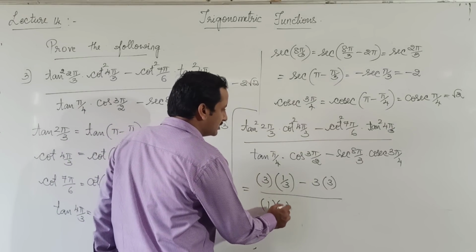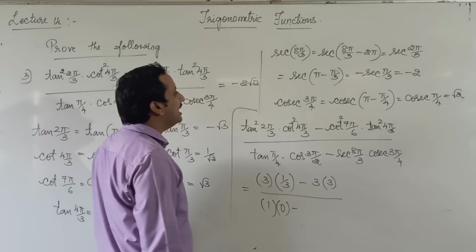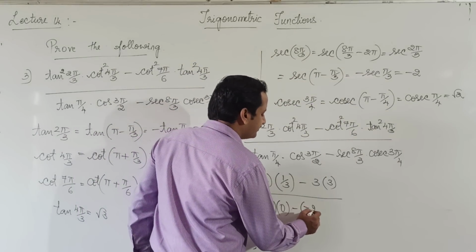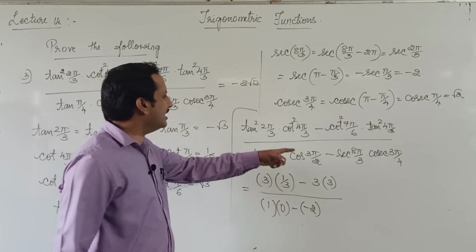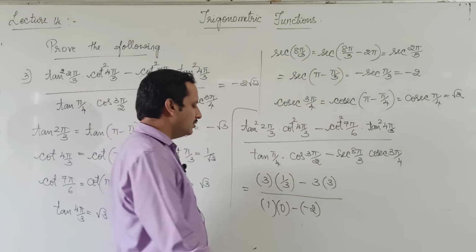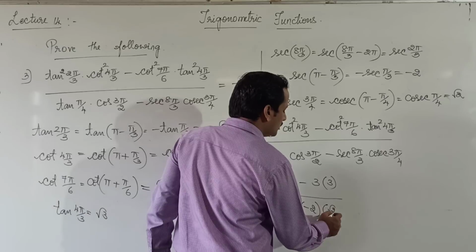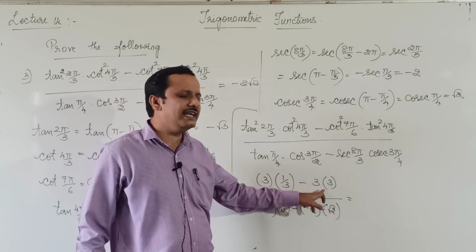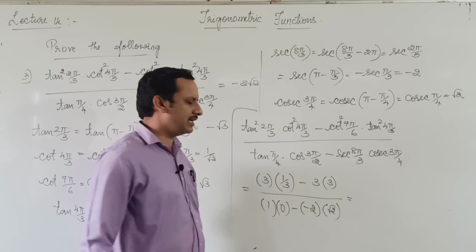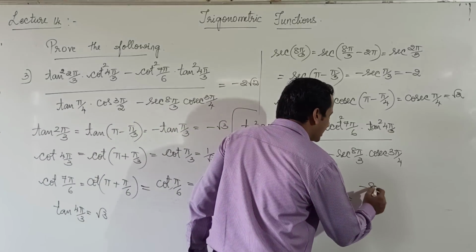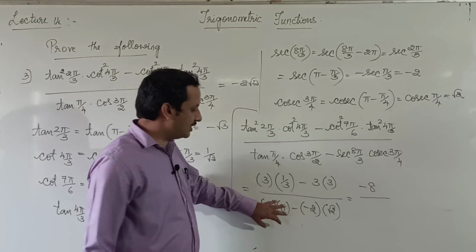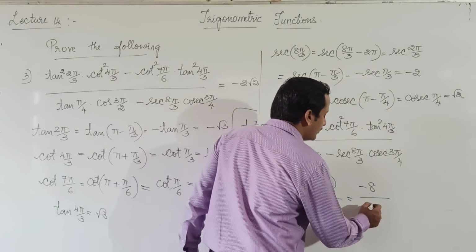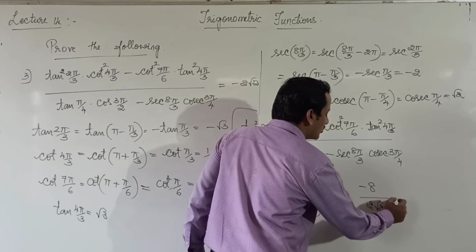Cos 3 pi by 2 is 0. Minus secant 8 pi by 3, we got its value as minus 2. Then cosecant 3 pi by 4 is root 2. Okay, that's equal to, here 3 gets cancelled, 1 will remain. Here 3 into 3 is 9. 1 minus 9 will give you minus 8, divided by, this is 0 anyway, minus of minus becomes plus 2 root 2.